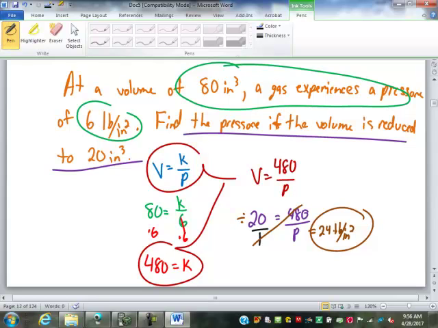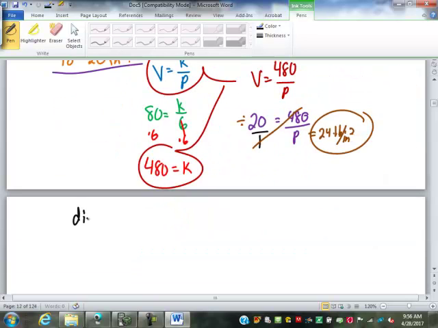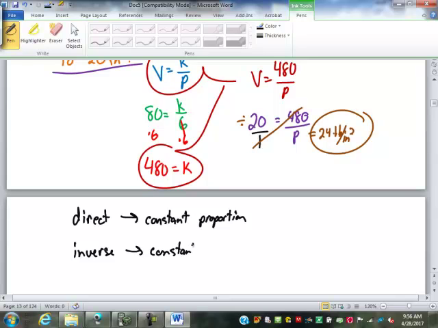So these, we had mentioned earlier, we have direct relationships and inverse relationships. The direct relationship is a constant proportion. And the inverse relationship is a constant product. In practice, we can use those to make this calculation a little bit shorter.